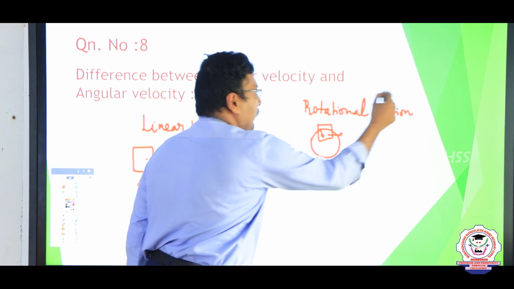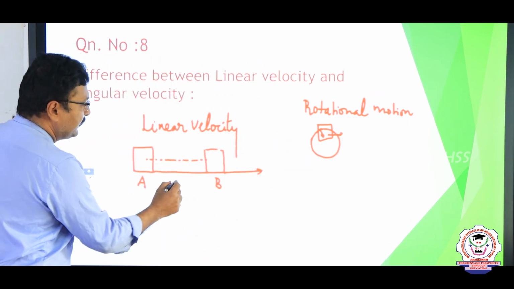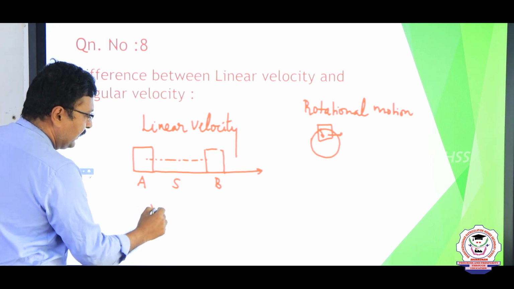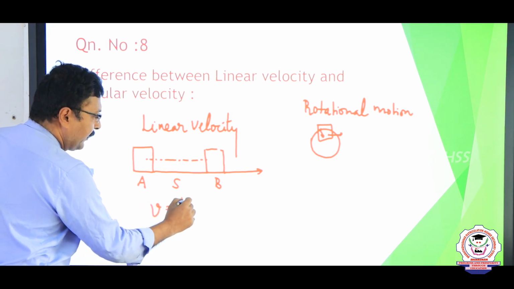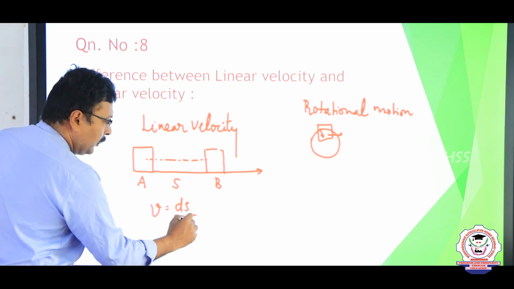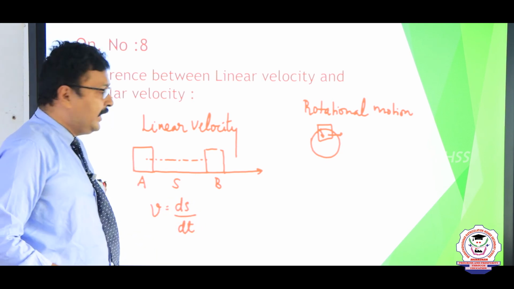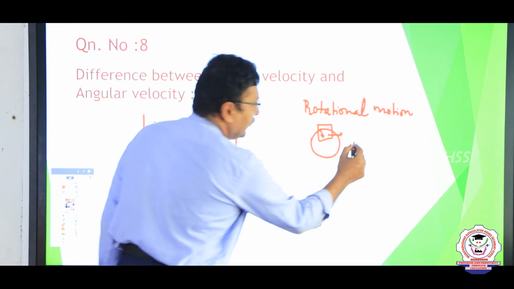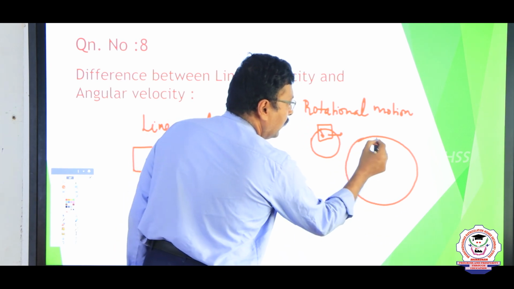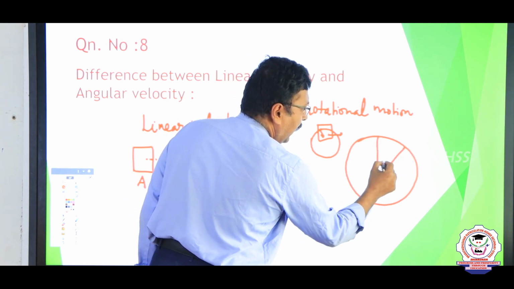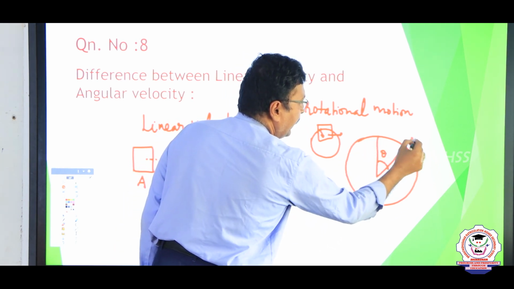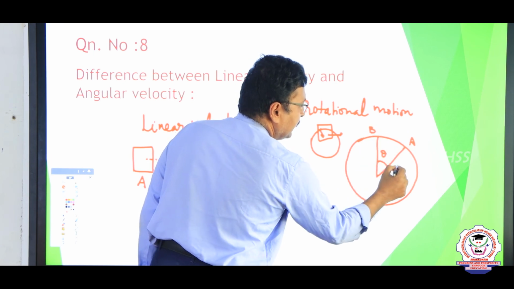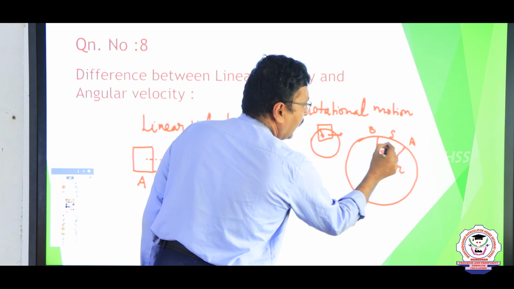So for linear motion, if this is S, I call the velocity v is equal to ds divided by dt. So this is my linear velocity. Here what happens, I am having a circle, so I am having an angle theta, and this is the point A to B, and this is my radius, and this is my S. My S is the arc length.